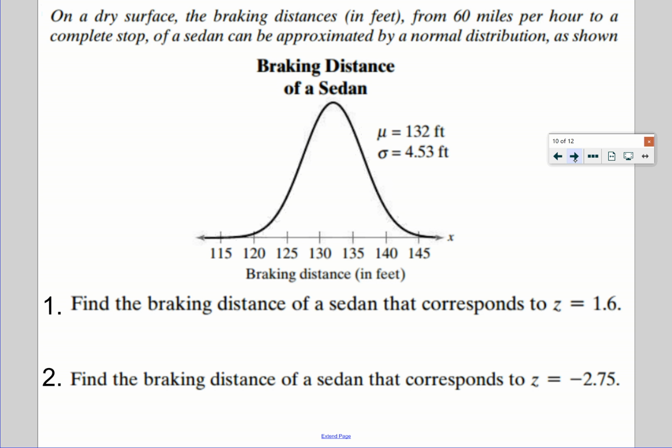Okay. And remember, if something is below 50%, it's a negative z. If something is bigger than 50%, it is a positive z. Give me 1 second.